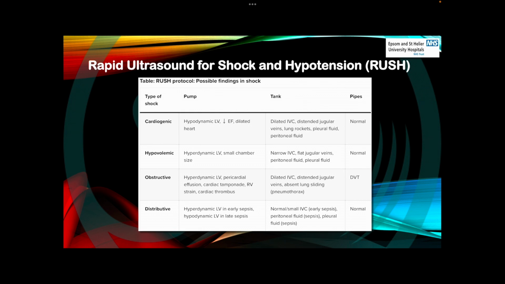These are the possible findings in shock. If there is any cardiogenic shock, what we are going to see is a problem in the left ventricle. If there is any hypovolemic shock, a small chamber size. So these are what we are going to find if there is any shock problem. What are the reasons for that? Cardiogenic shock, hypovolemic shock, obstructive, or distributive shock.